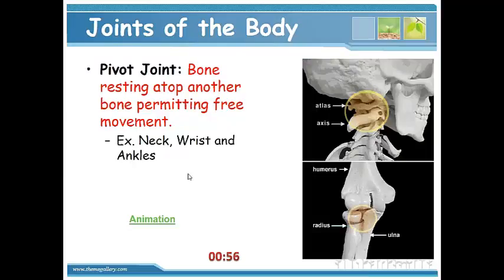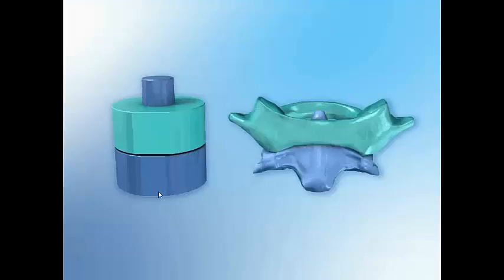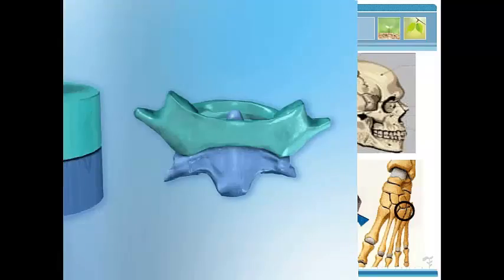The pivot joint, where one bone rests atop another bone, permitting free movement. You can see the atlas and axis present at the lower skull region, and the neck, wrist and ankles have this important joint. Now we'll watch this animation to understand more.